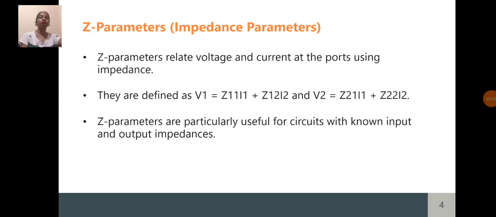Z parameters, impedance parameters. Z parameters relate voltage and current at the ports using impedance. They are defined as V1 = Z11 I1 + Z12 I2, and V2 = Z21 I1 + Z22 I2. Z parameters are particularly useful for circuits with known input and output impedances.